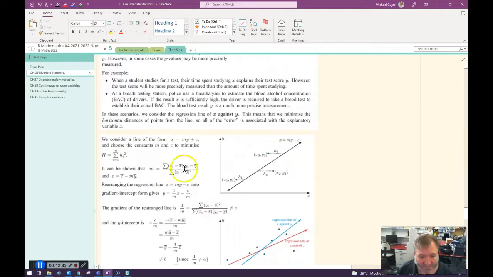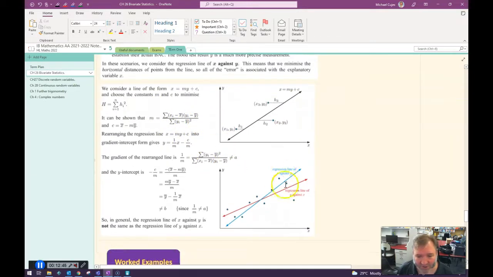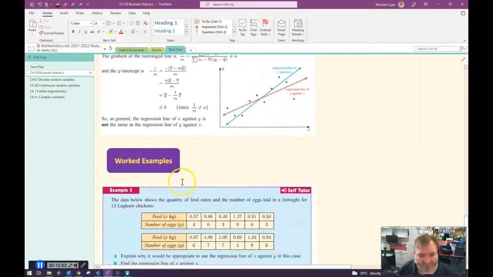It's basically the same formula with the x's and y's switched over, but you'll see here that the differences in the regression lines are quite interesting. Both of those regression lines are reasonable, but they're very different.